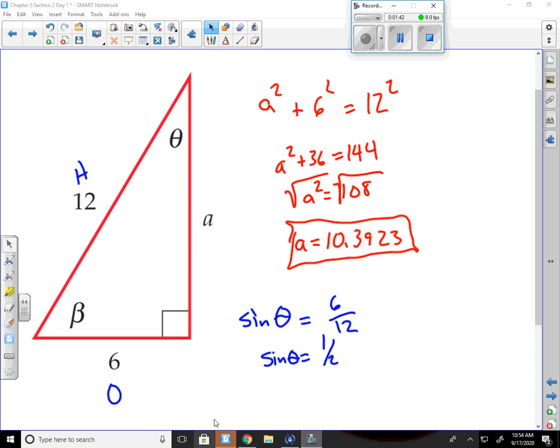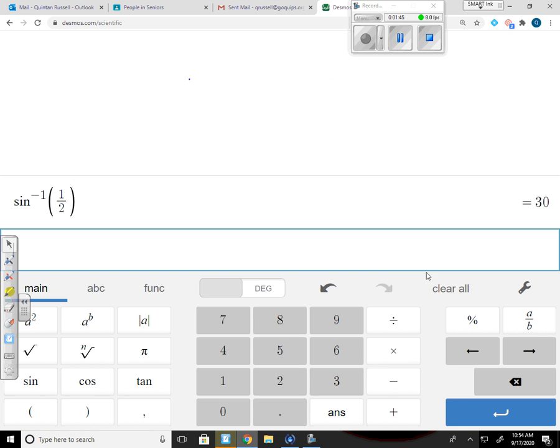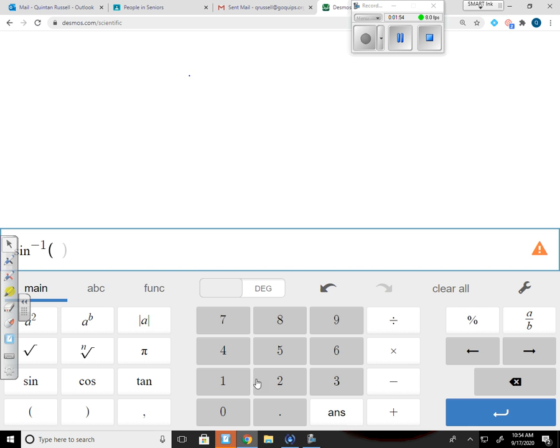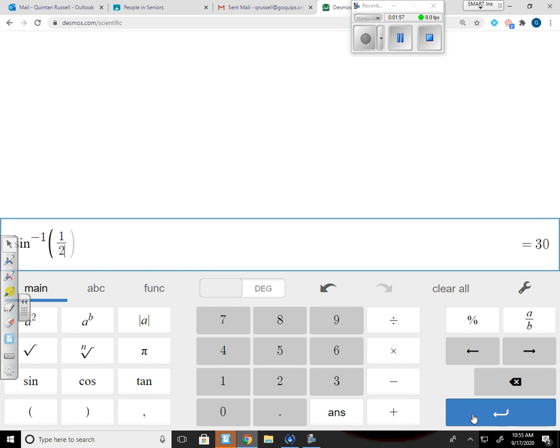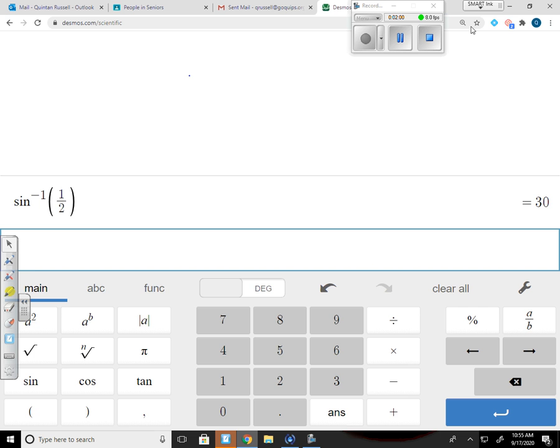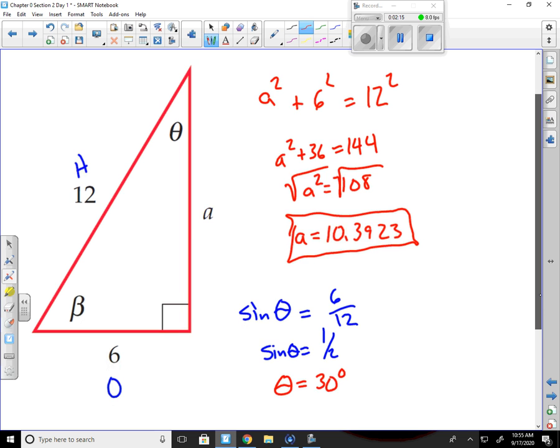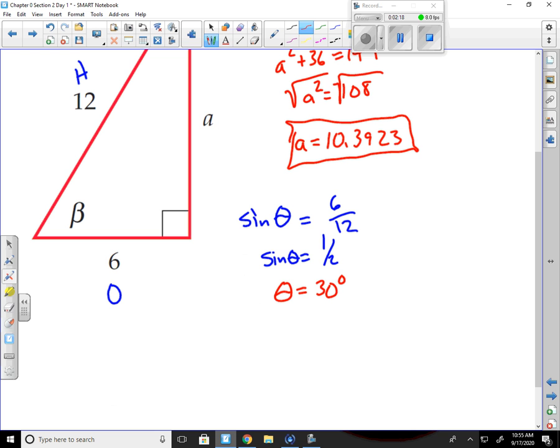Now we can easily put this in our Desmos calculator. See, that's still in there from the last time I did it too. Go over to func, sine inverse, back to main of 1/2. And that gives you 30. But that's not even necessary. We had it in the table already that if the sine of theta is 1/2, then theta has to equal 30 degrees. You should memorize that table. It will help you so you don't have to do so many of these calculations over and over again. So memorize that table with the sine, cosine, and tangent.